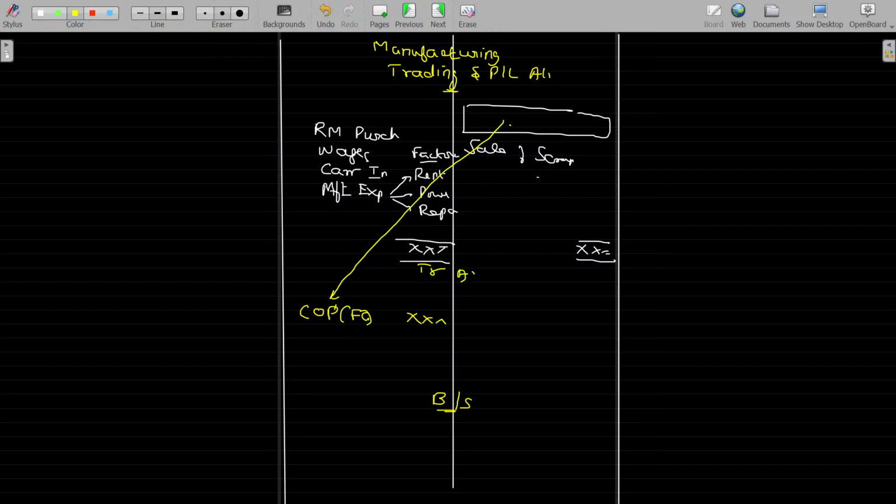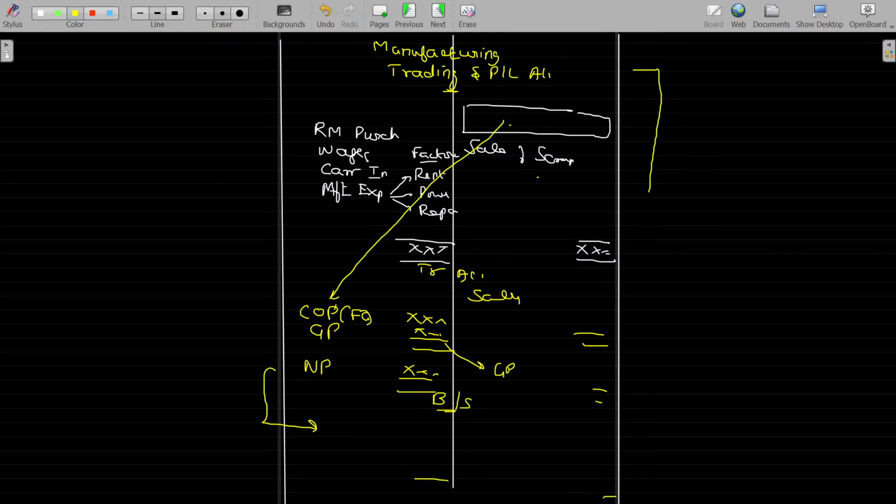In the trading account, you will get the sales here. And on tallying this, you will get the GP. Then thereafter, you transfer the GP to the P&L account and find out the net profit. The net profit is transferable to the balance sheet. Hereafter, it's normal. Only the additional point you have to note is this one. And in the trading account, we don't have purchases, because the finished goods are transferred from the workshop to the showroom directly.